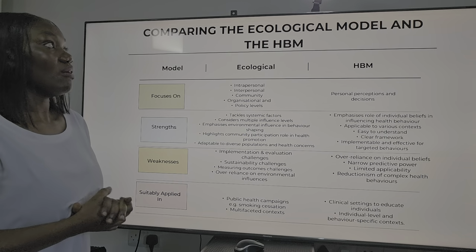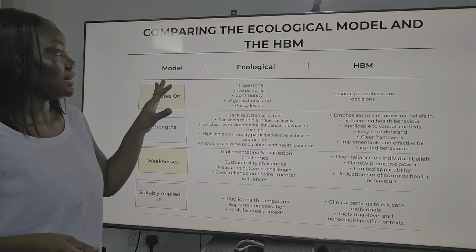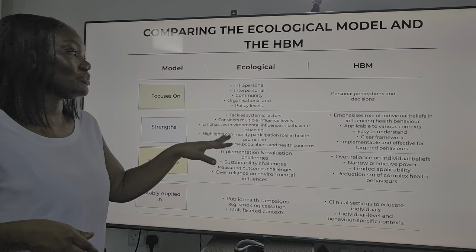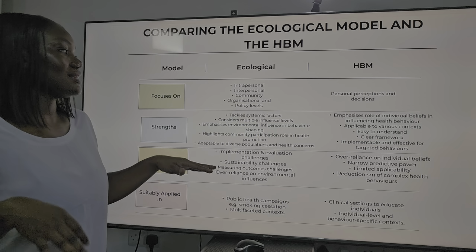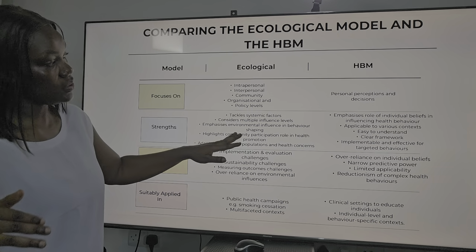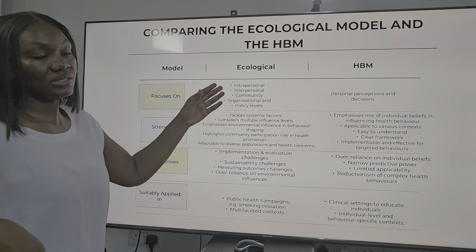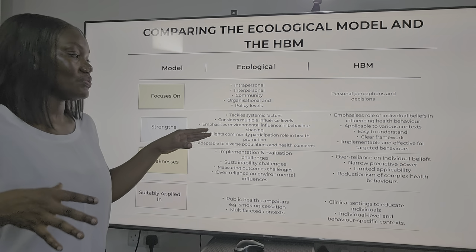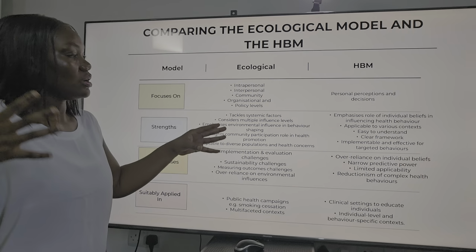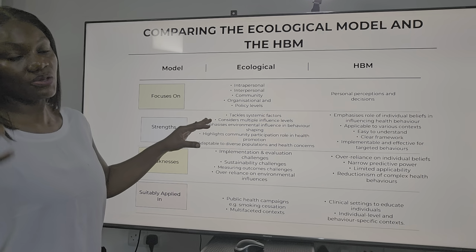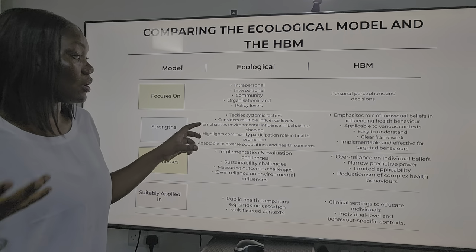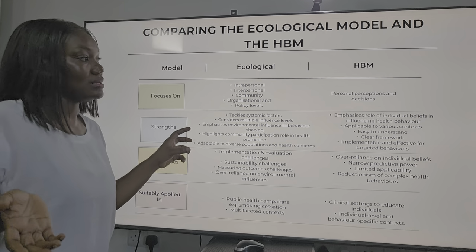So the strengths of both models. The ecological model tackles systemic factors, considers multiple influence levels, and emphasizes environmental influence, because if you look at what it focuses on, it doesn't just focus on the individual, it focuses on the community. And when you talk about community, you talk about the environment, what is going on in that environment that can influence this behavior or that is causing these health concerns.